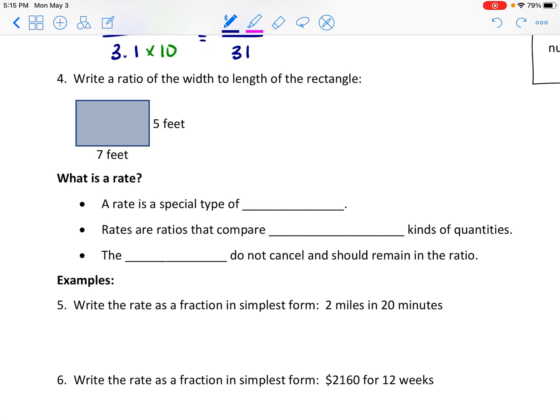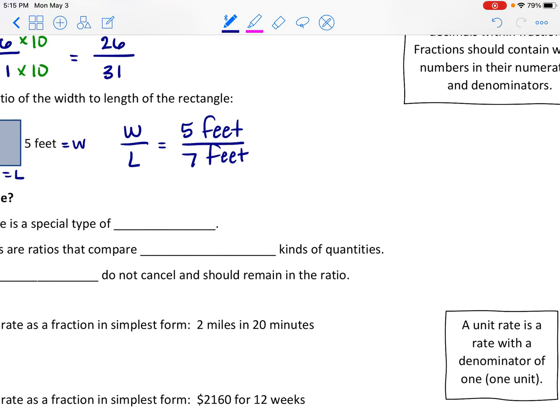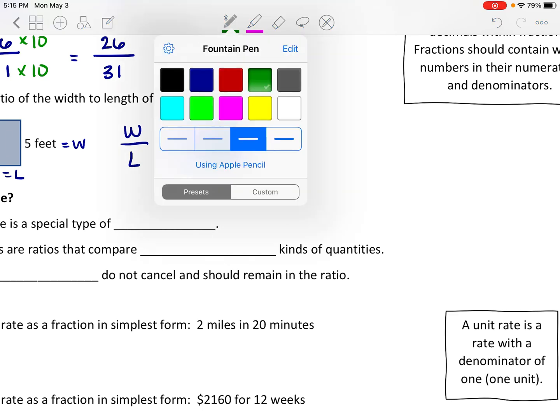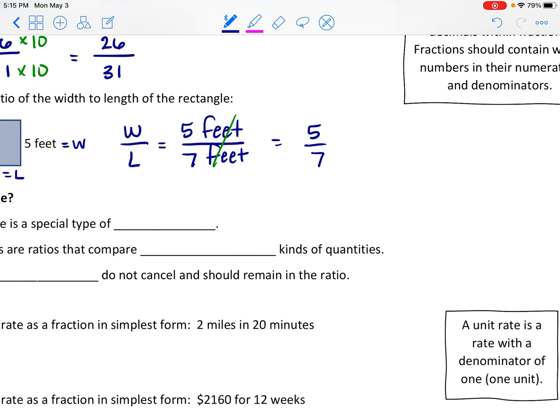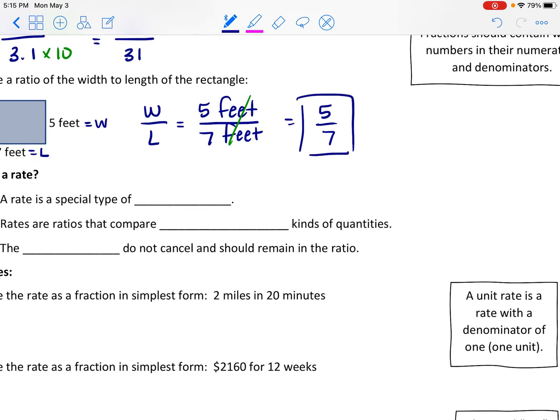All right, here's another example. It says to write a ratio of the width to the length of the rectangle. So the width to the length, then it doesn't really matter which one is which here, but I'm going to call this the width, and I'm going to call this the length. So if I wanted a ratio of width to length, that means the width is going to be divided by the length. So the width is 5 feet. Let me make sure this is clear. So width to length in this case is going to be 5 feet, and that goes over 7 feet. And again, we want to make sure that this is in simplest form, so our units that are the same on the top and the bottom would reduce out, making our ratio just 5 to 7. Okay, so 5 to 7 would be that ratio there.